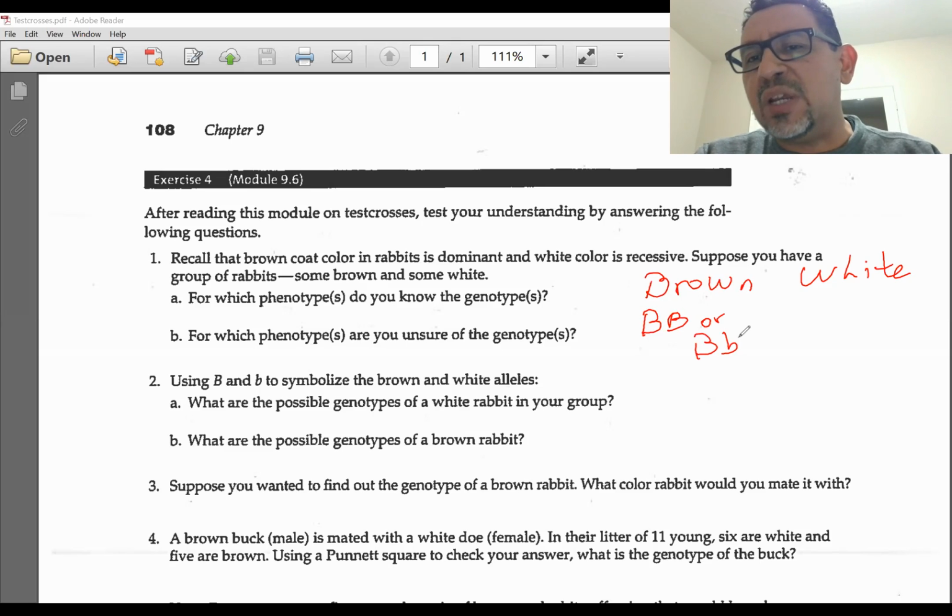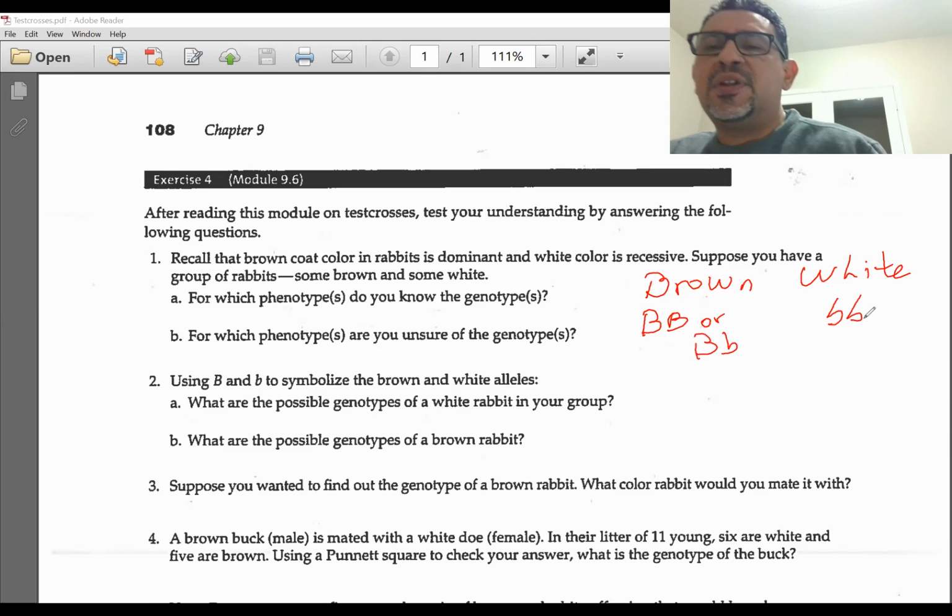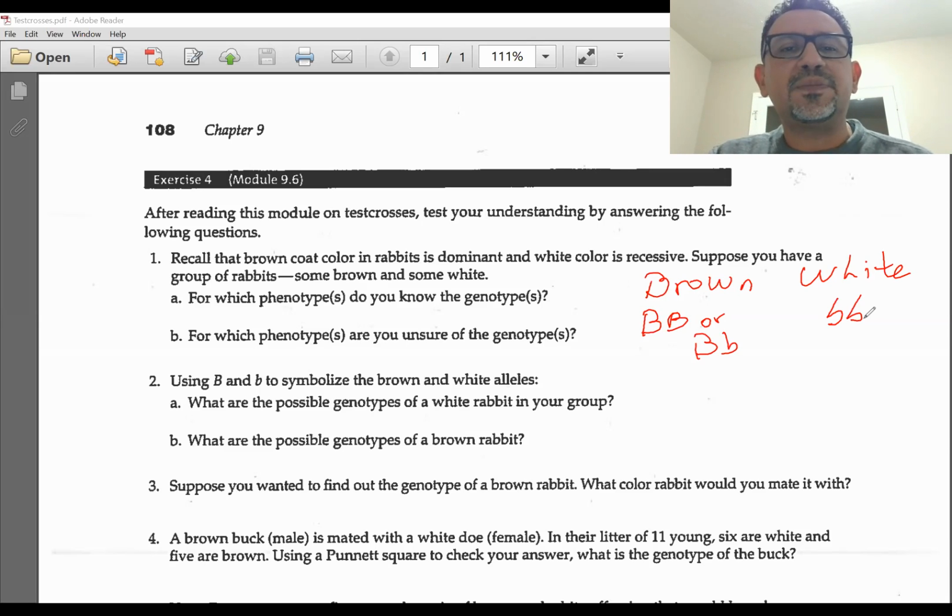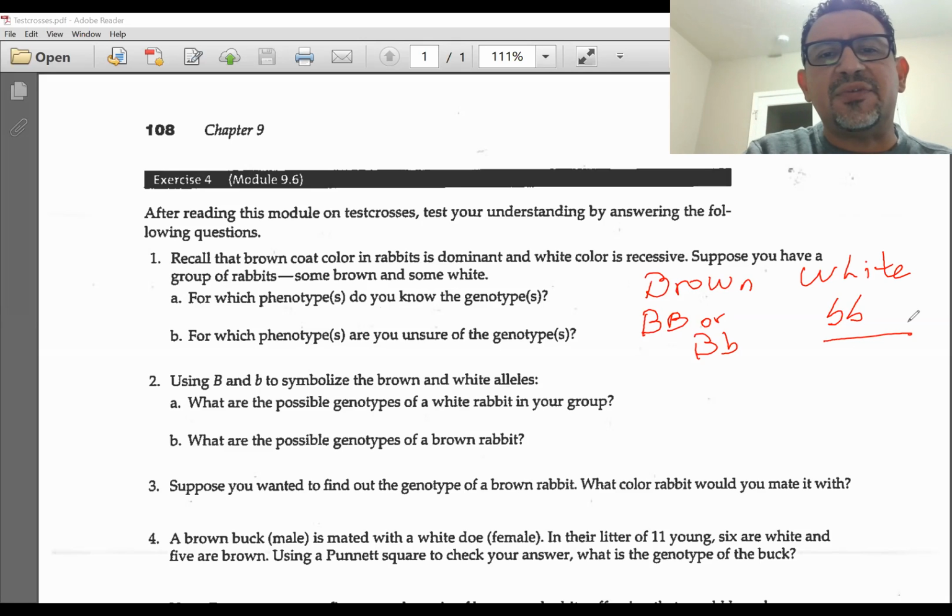For the white, the only way they can be white is if they have inherited two of the recessive alleles, which result in the white coat. So now that we have identified the genotypes for the parents, let's go back over here. We have brown rabbits and we have white rabbits. And the question is, for which phenotype do you know the genotype? Remember, imagine you're looking at a group of rabbits. Some are brown and some are white. The only ones you can be certain of are the white rabbits, because the only way they can be white is if they have two of the recessive alleles.